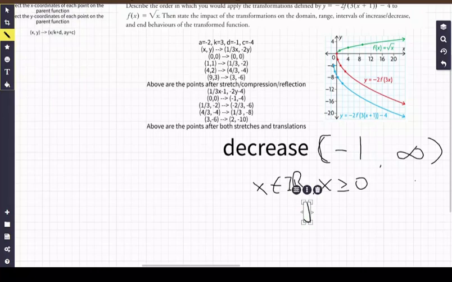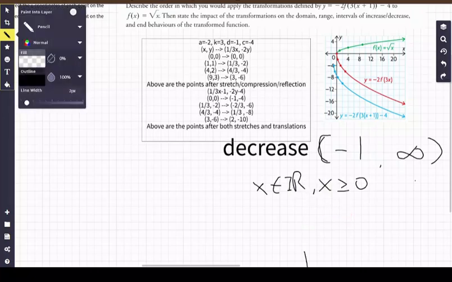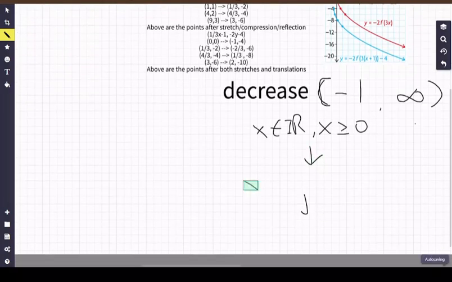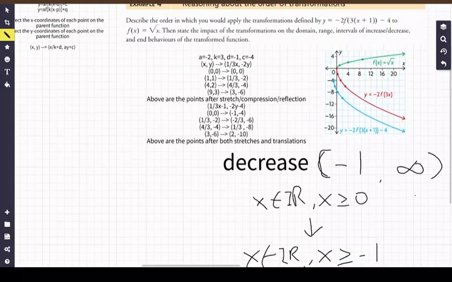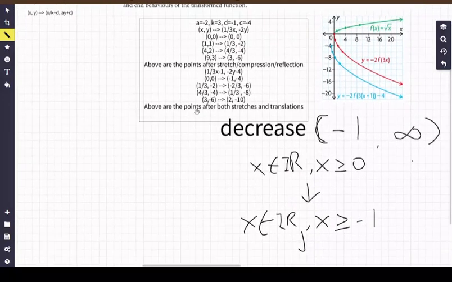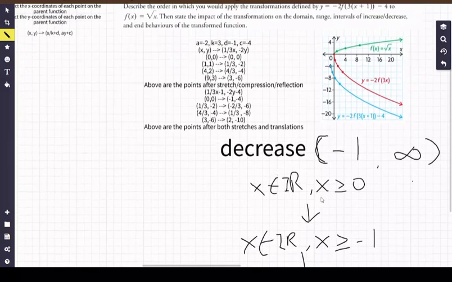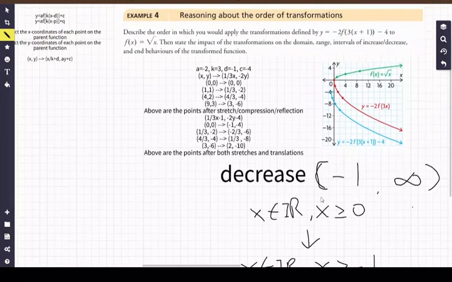Now this becomes, now this will just straight up become x, and now x has to be greater or equal to -1. So we move this, and because we had 0 originally, any of the k value doesn't work at all. So all we have to do is just apply the horizontal translation.